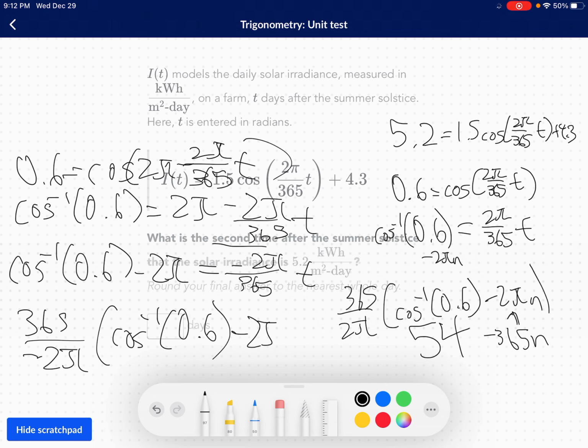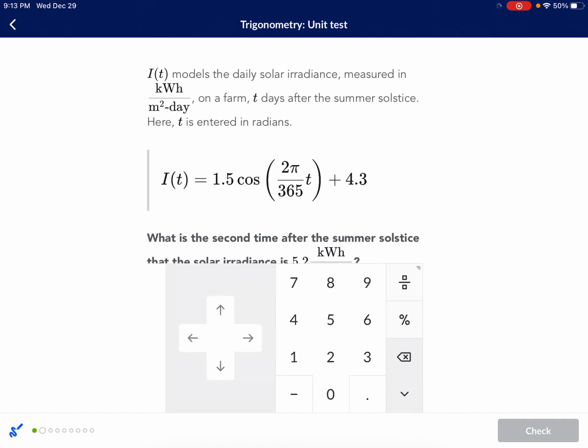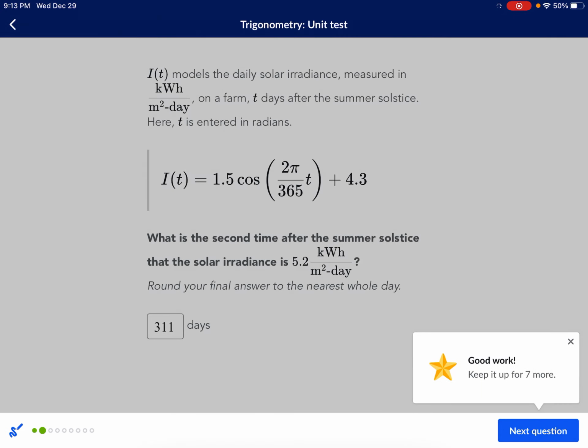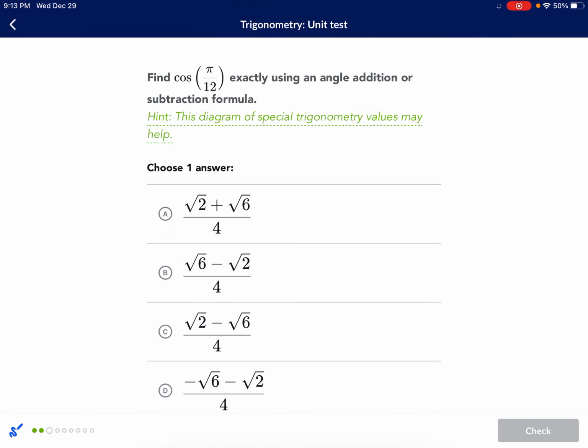Inverse cosine 0.6 minus 2 pi equals t. Okay, so inverse cosine of 0.6 times 365 divided by negative 2 pi, plus 365 is 311. 311. Nice.